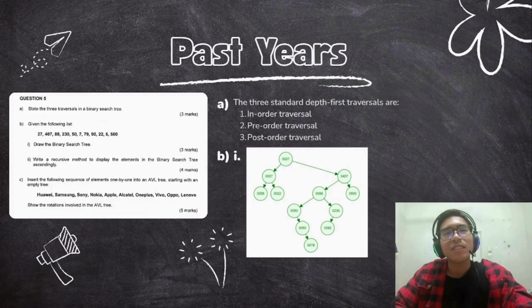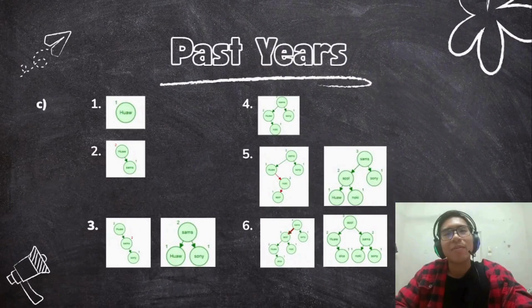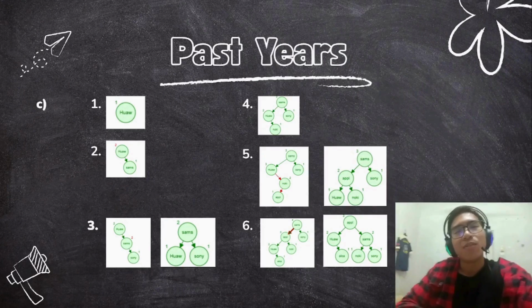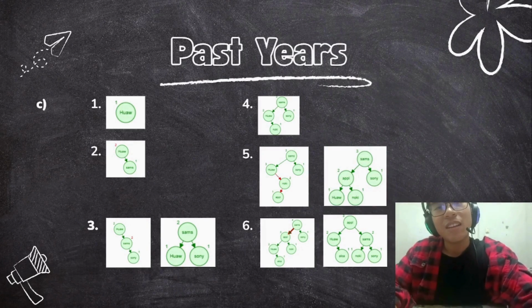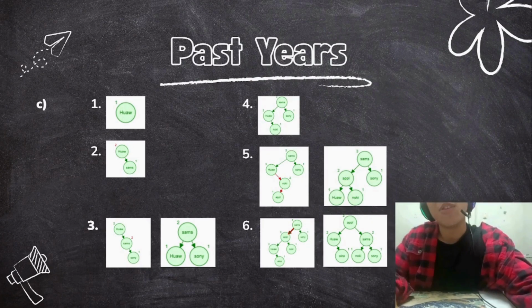Next, question C. For question C, insert the following sequence of elements into an AVL tree. And I have done that step by step. One thing to note is that the ones that have two images are the ones with rotations. As you can see for number 3, for Huawei, Samsung, and Sony, Samsung is rotated to become the new root node.